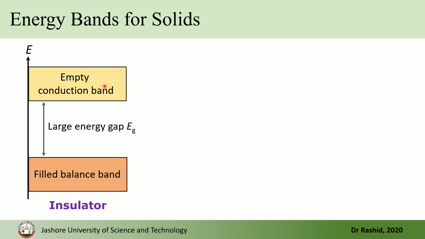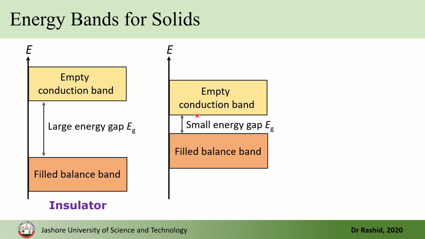No matter whatever voltage you apply, because this gap is so large, no electron can jump from this band to the conduction band to conduct electricity. But if this gap is very small, and with a suitable potential, or even with room temperature, with the increase of temperature, some of the electrons can move to the conduction band, then we call this kind of solid a semiconductor.